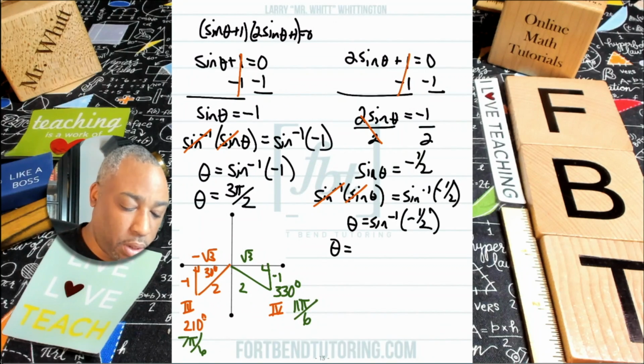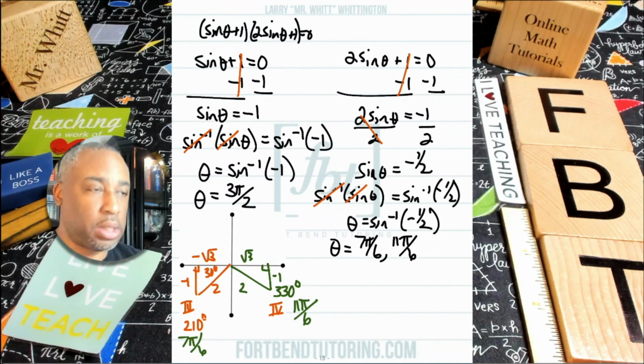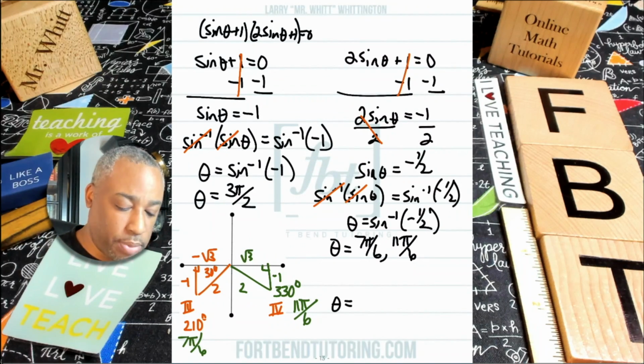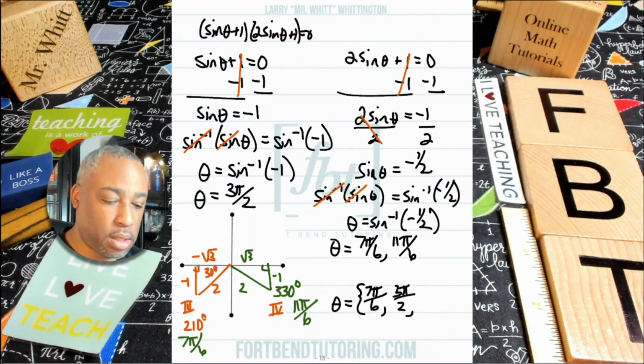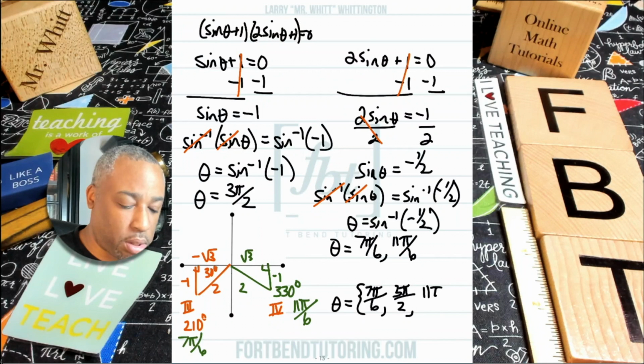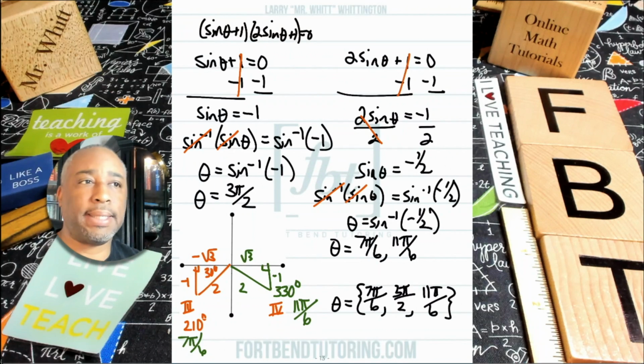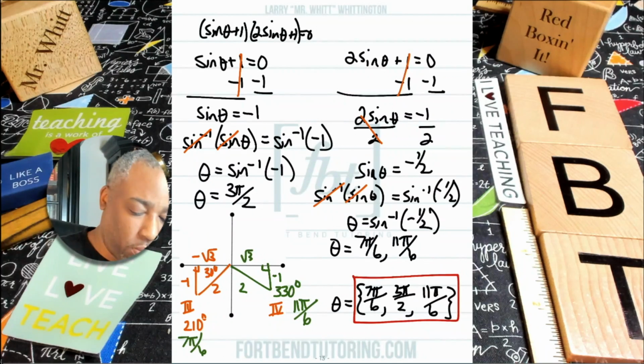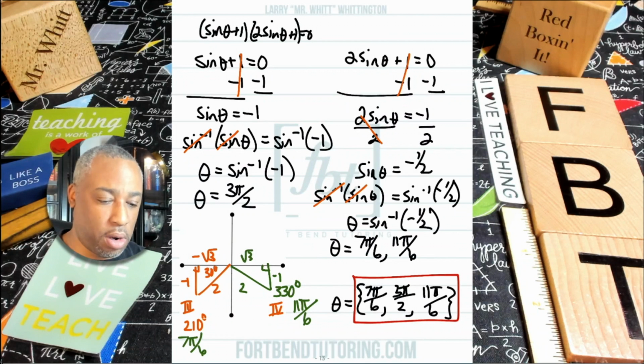So therefore, for this solution, guys, you're going to end up with 7 pi over 6 as well as 11 pi over 6 after converting the 210 degrees and the 330 degrees into radians. So combining all of the solutions together, you'll have the following. Theta is going to be equivalent to 7 pi over 6, 3 pi over 2, and also you'll have 11 pi over 6. All right, done and done. Red, box it. Red, box it, people. Just like that. All right, moving on.